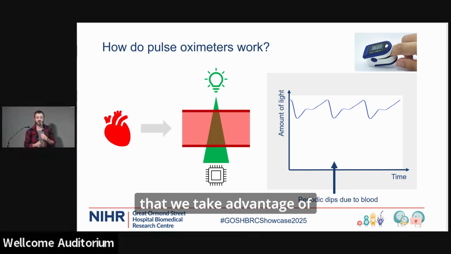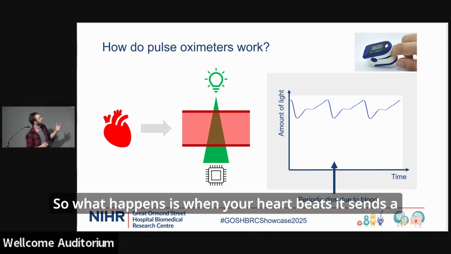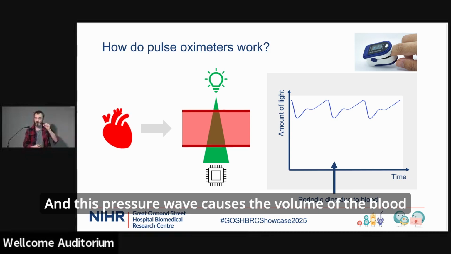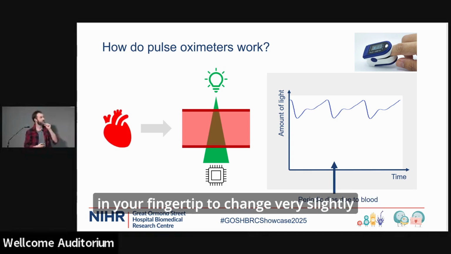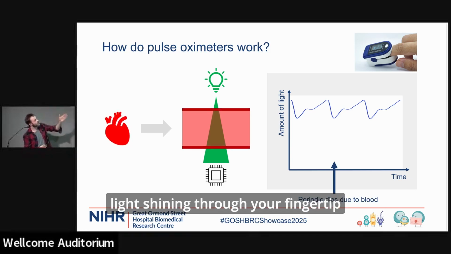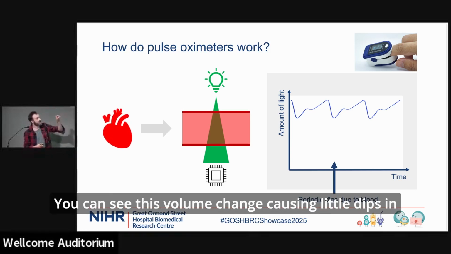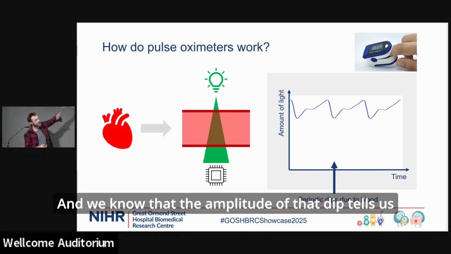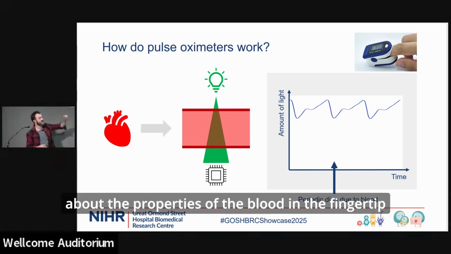And to do that, we take advantage of something called the pulsatile wave. So what happens is when your heart beats, it sends a pressure wave down your arm. And this pressure wave causes the volume of the blood in your fingertip to change very slightly. And by measuring the intensity of light shining through your fingertip, you can see this volume change causing little dips in the amount of light that passes through. And we know that the amplitude of that dip tells us about the properties of the blood in the fingertip.